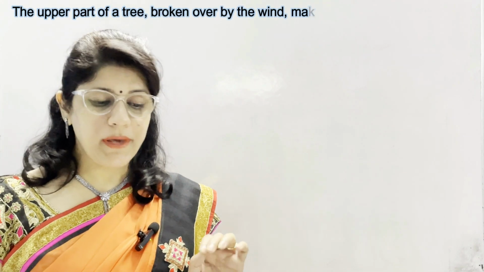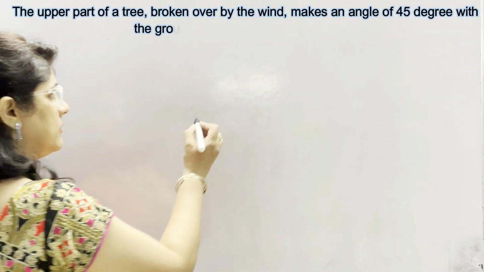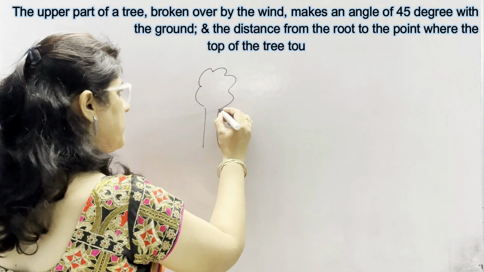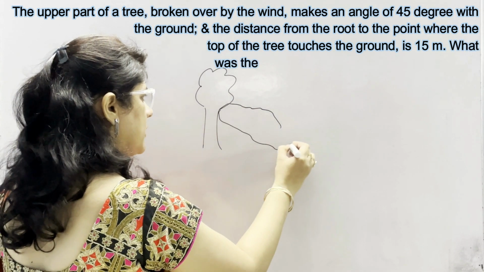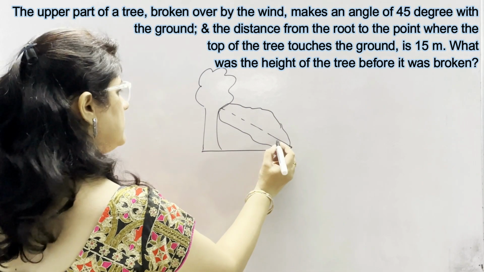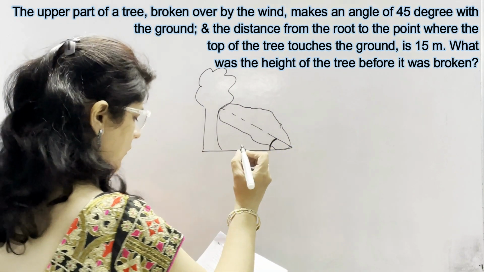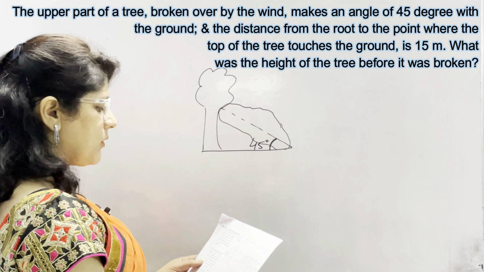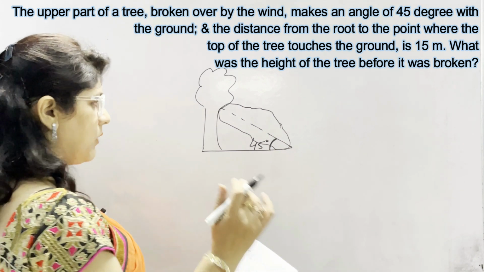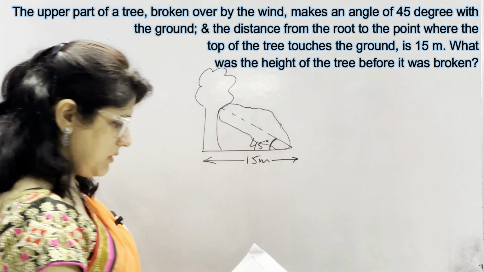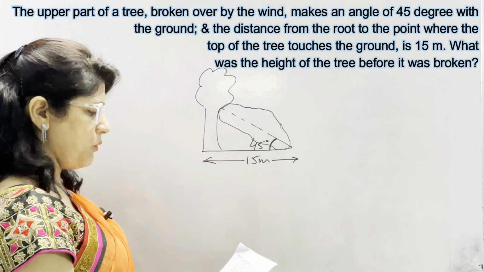Next question: upper part of a tree broken over by the wind makes an angle of 45 degree with the ground. So this is our tree. After breaking, this tree touches the ground. So it means this is our triangle, making an angle of 45 degree with the ground. And the distance from the root to the point where the top of the tree touches the ground is 15 meter. It means this distance is given as 15 meter. What was the height of the tree before it was broken?